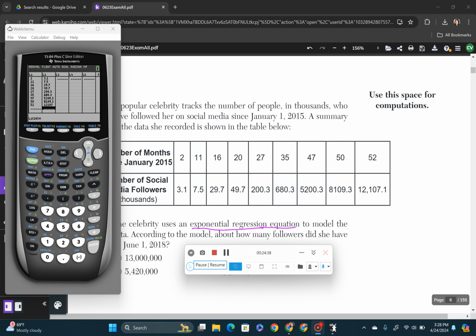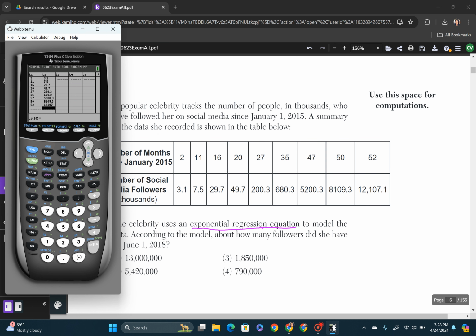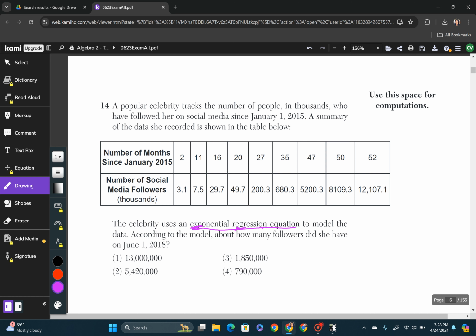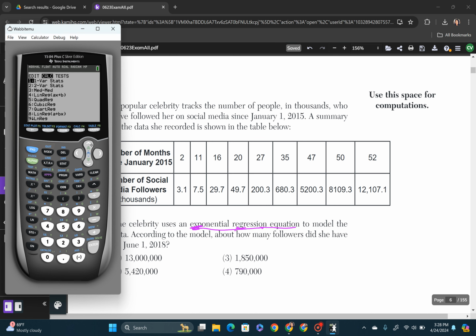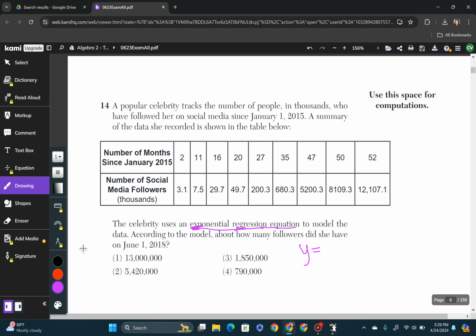And then now we're going to hit stat. We're going to go over to calc, and we're looking for exponential regression, expreg. So let's find it. So the up arrow, option number 0 is expreg. And then you literally just hit enter a whole bunch of times. All right, and it gives you your function. So it tells you that your function is going to be y equals, right, 1.77 parentheses 1.18 to the x. Looks like it. Let's just see.